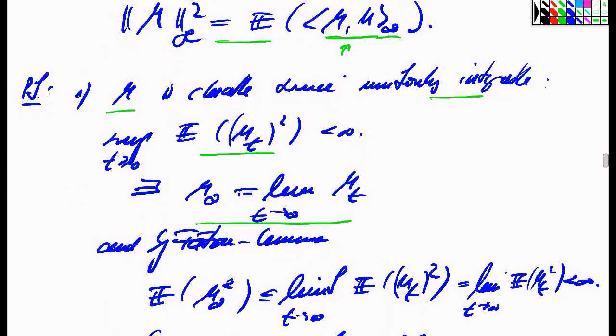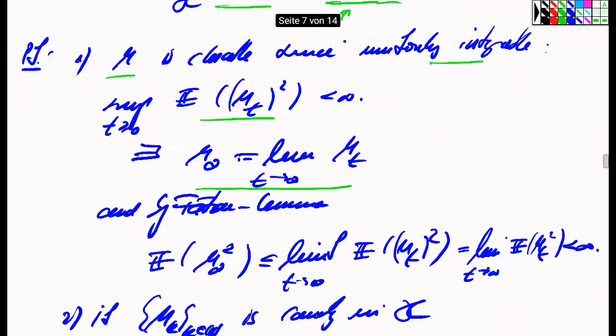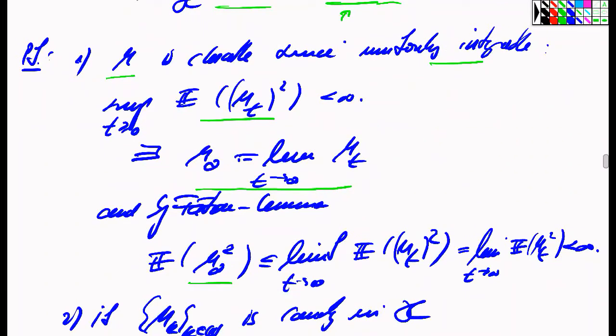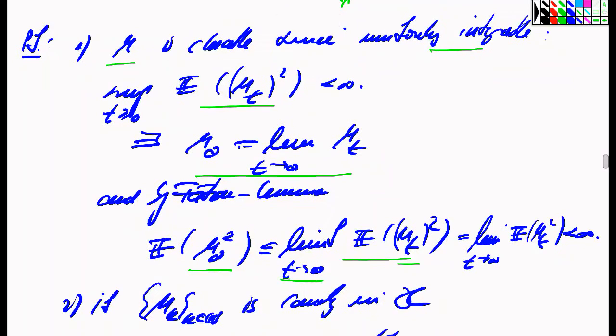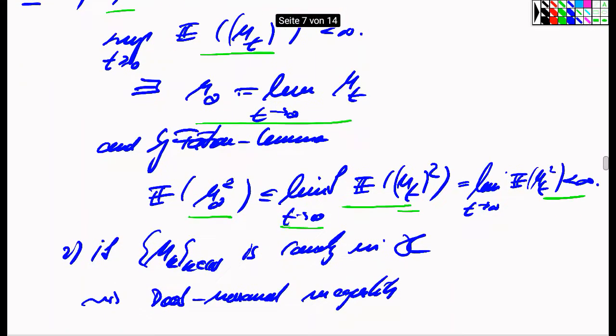we have a limit, which is this closure random variable, and this closure random variable is also in L2, which is a consequence of Fatou's lemma. It tells us that the expectation of M infinity squared is less than or equal to the limit inferior of the corresponding L2 norms of the random variables which converge pointwise to M infinity. And this is finite, so therefore M infinity is a square integrable random variable.